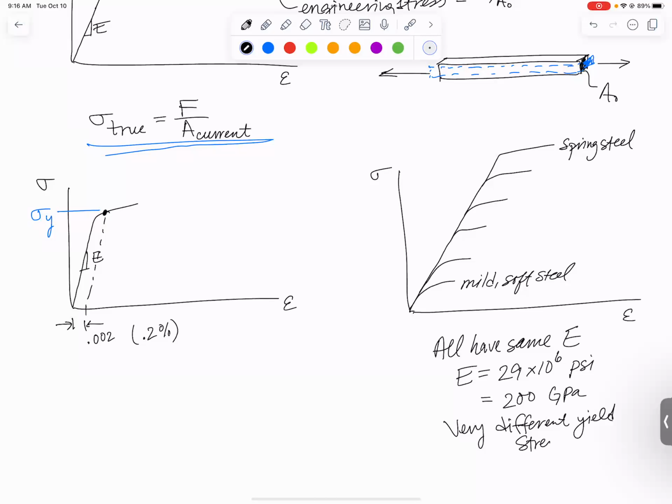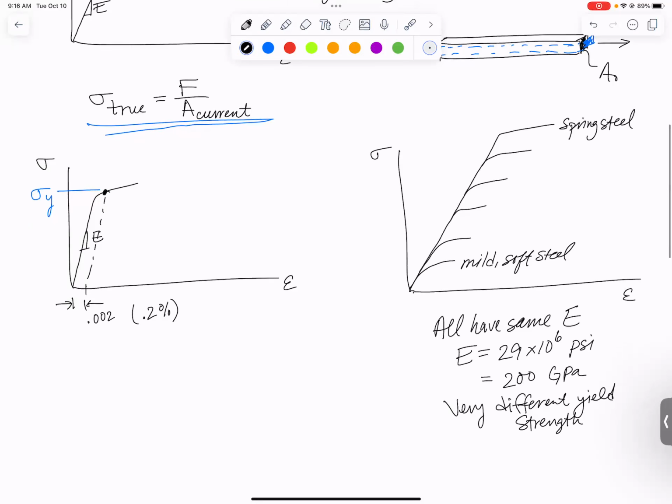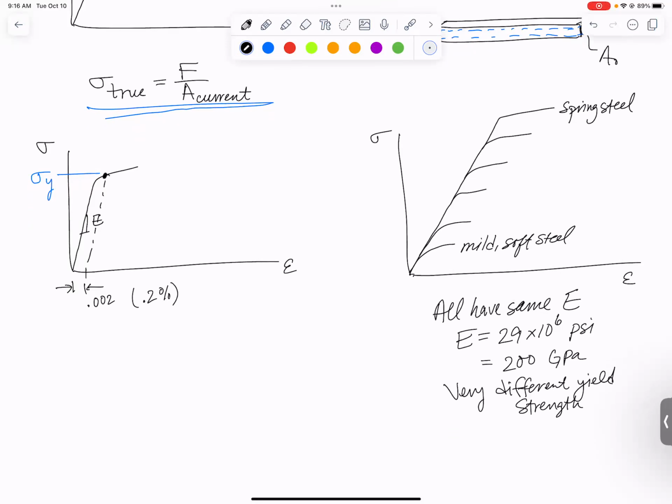In this class, both numbers are important. Young's modulus is important for relating things like stress and strain and loads to deflections. Yield strength is important for knowing how much stress we can apply to this structure before we expect it to start failing. So if you look this up in the back of the book, you're going to find very similar Young's modulus values, but very different yield strength values.